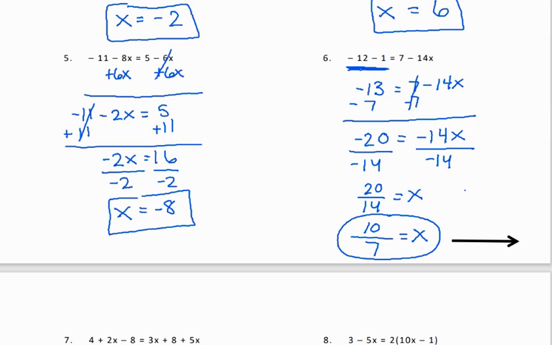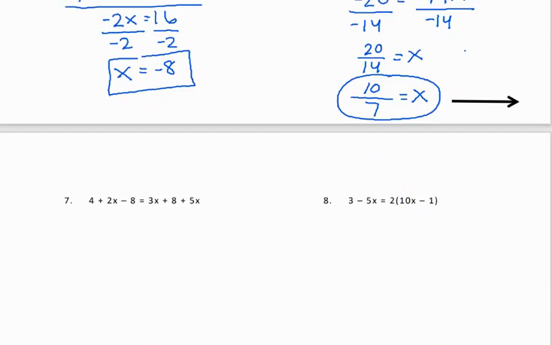Okay, I'm going to leave that there for about 30 more seconds, and then we're going to look at 7 and 8. All right, is everyone okay for me to move on? Let's look at number 7.